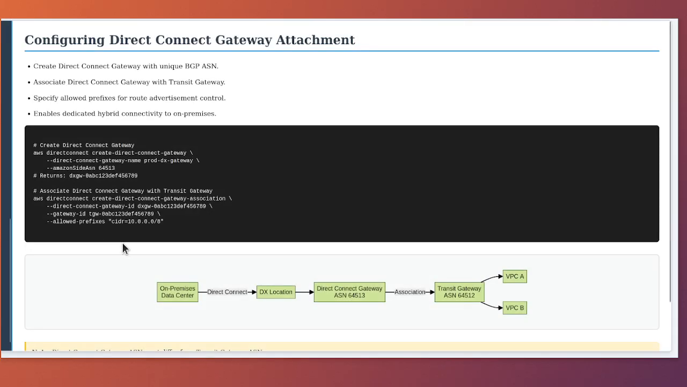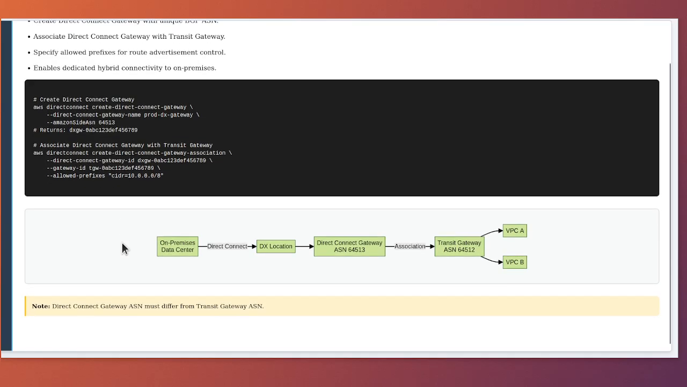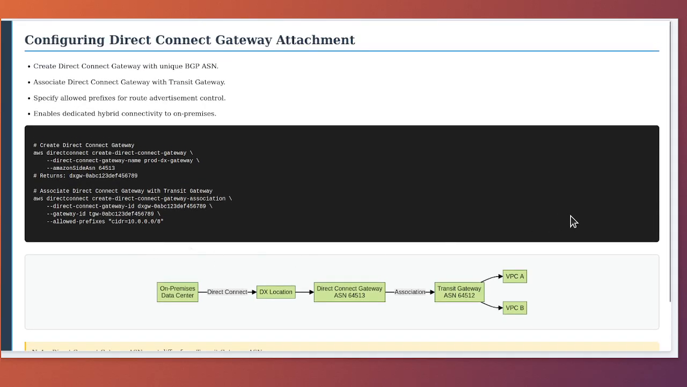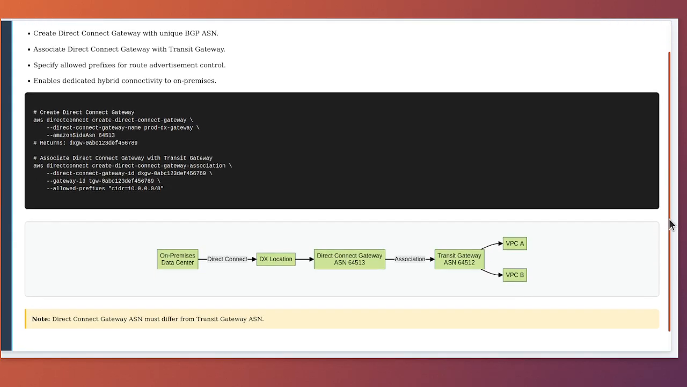Configuring Direct Connect Gateway Attachment. Connecting your transit gateway to a Direct Connect gateway enables hybrid connectivity between your AWS networks and on-premises data centers over dedicated, private network connections. This is essential for enterprises that require consistent network performance and cannot rely solely on internet-based VPN connections.